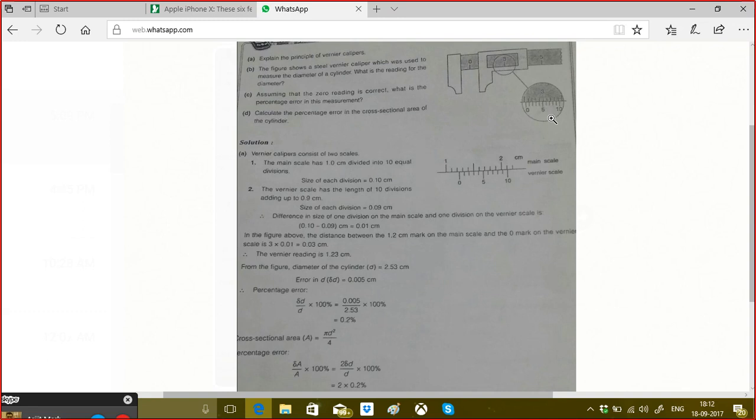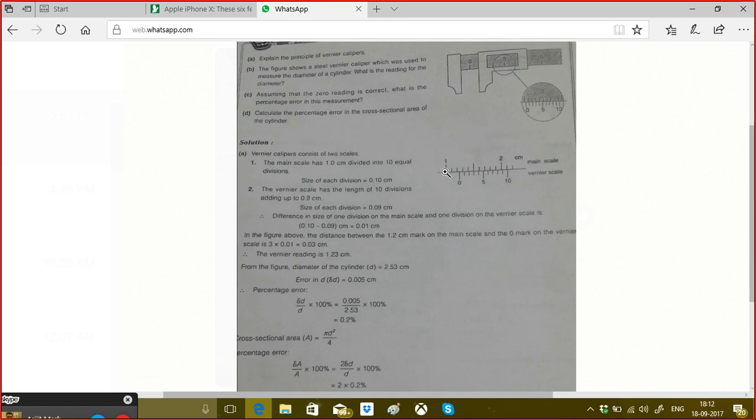Yes, because it's 1.2 on the main scale, and on the side scale it is 0.1, 0.2, 0.3. It's the closest where it's aligned. So 1.1. Yes, it is your 1, and after that, downwards, it is your vernier scale reading here, 0 to 10. That is your vernier scale reading. And above that you are seeing the main scale reading.